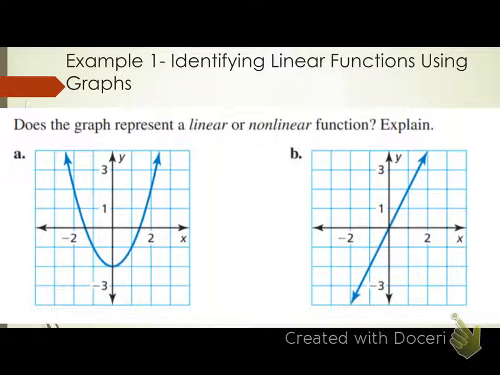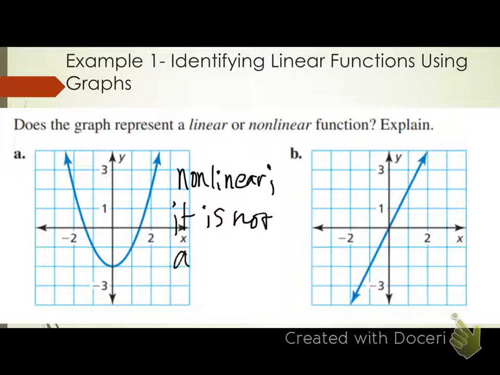Okay. So, letter A. Would this be, someone raise your hand and tell me if it would be linear or nonlinear and why? Nonlinear. Why? Because it doesn't have a constant rate of change. And it's not a line, yeah. Definitely. So, nonlinear, my explanation in this case could be, it is not a line, and it does not have a constant rate of change.